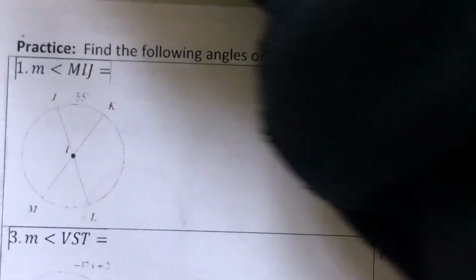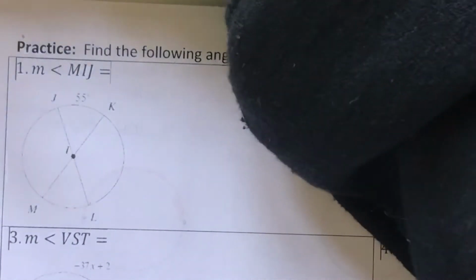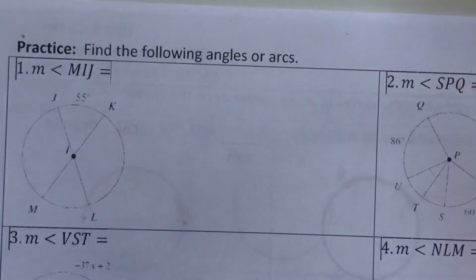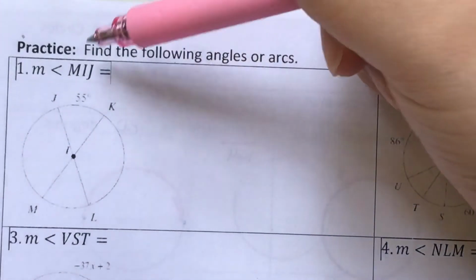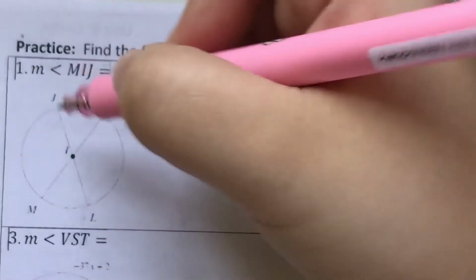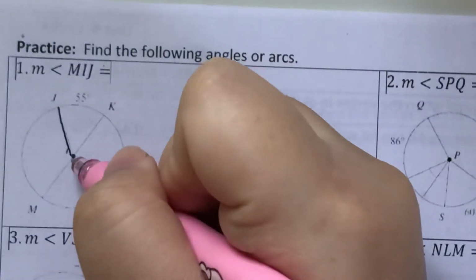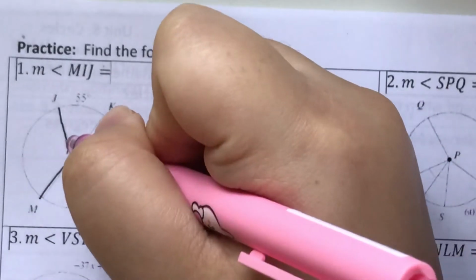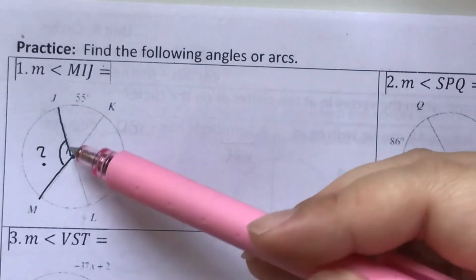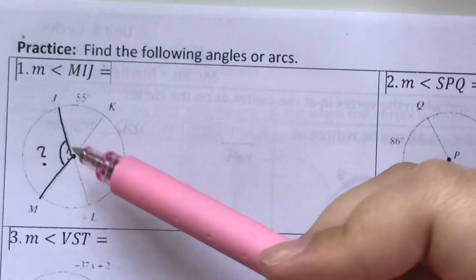Again, my picture is a little unclear, but the PDF should be very decent to look at. Okay, it says, what is angle MIJ? So MIJ is this angle right here. What is this angle? This is a central angle, right? Because the vertex is at the center.